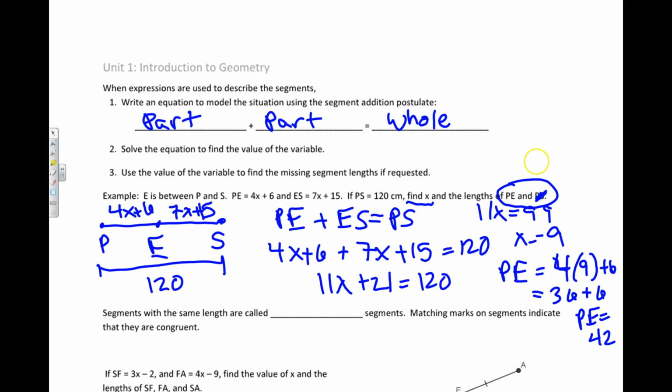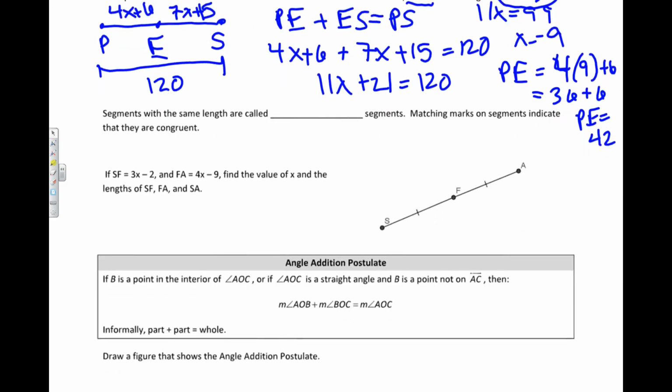All right, guys, I want y'all to take a moment now, and rather than finding PS, I want you to find ES on your own and tell me what it equals. So go ahead and do that now. All right, y'all should have gotten that ES is equal to 78. So hopefully you got that correct.